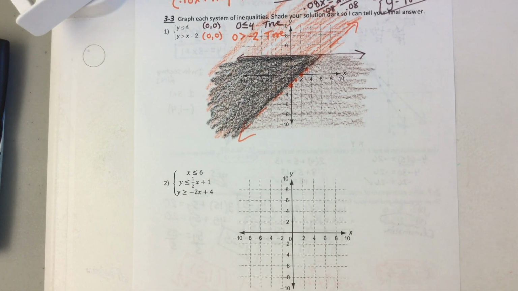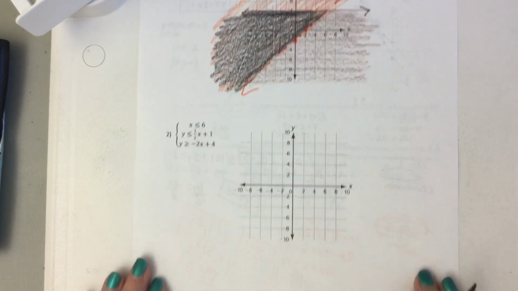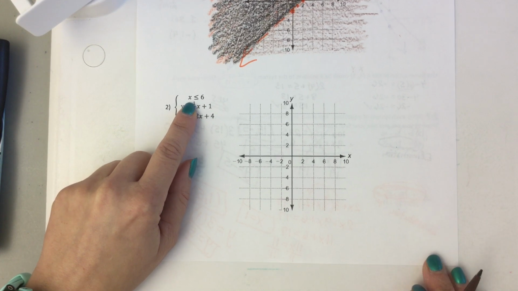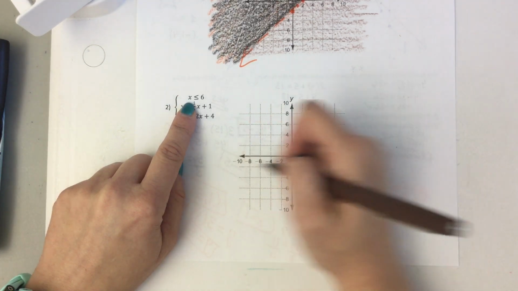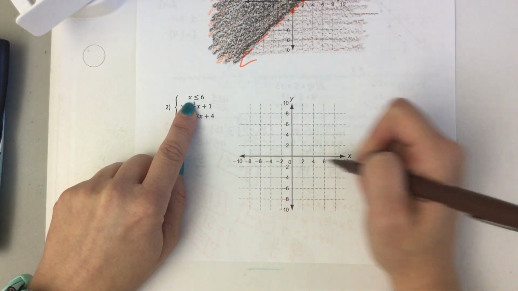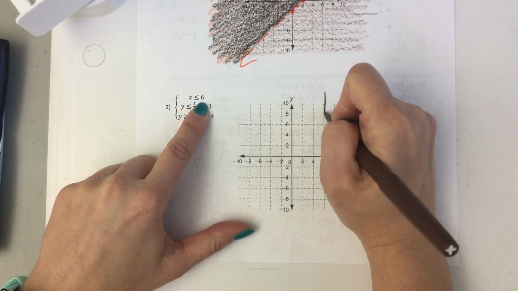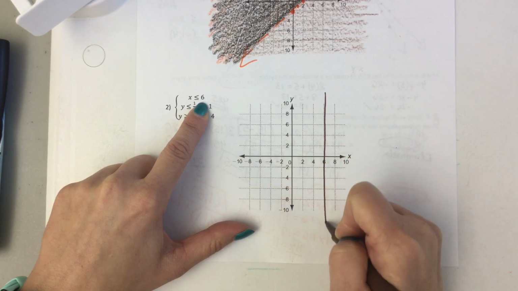One more, this time we're looking at 3 inequalities. I only have one variable. That means it's going to be a horizontal or a vertical line. This time I'm cutting the x-axis. The x-axis runs side to side. So to cut it, I need a vertical line. It will be a solid line that cuts through the x-axis at 6.